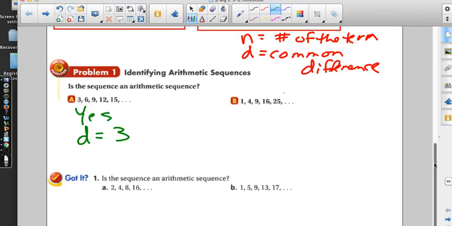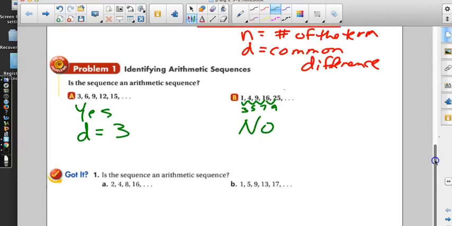Let's look at B. From 1 to 4, 4 to 9, 9 to 16, 16 to 25. Arithmetic? No. Did you see a pattern? 3, 5, 7, squares. Or the perfect squares. So you either see they're adding odd numbers, starting with 3. But it's not arithmetic. That's all we needed to check for. No, it's not working. It's not going to be arithmetic.